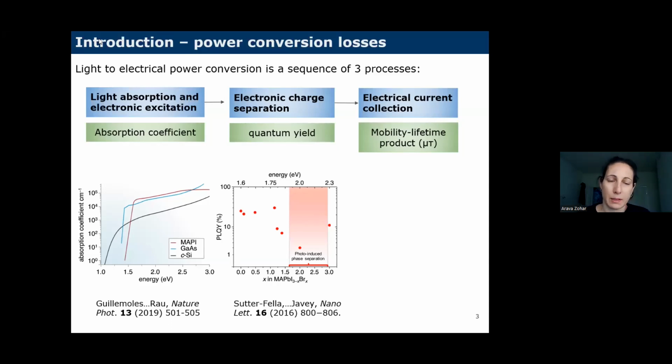I'm showing here one figure, but I guess many papers show those figures, a comparison of two well-known technologies such as crystalline silicon and gallium arsenide compared to methylammonium lead iodide. And as you can see from the absorption coefficient, first of all, the methylammonium lead iodide is well tuned to the optimum of the solar spectrum, which is somewhere around here. But also you're getting higher values for the methylammonium lead iodide in terms of the absorption coefficient for light, compared to the crystalline silicon and the gallium arsenide.